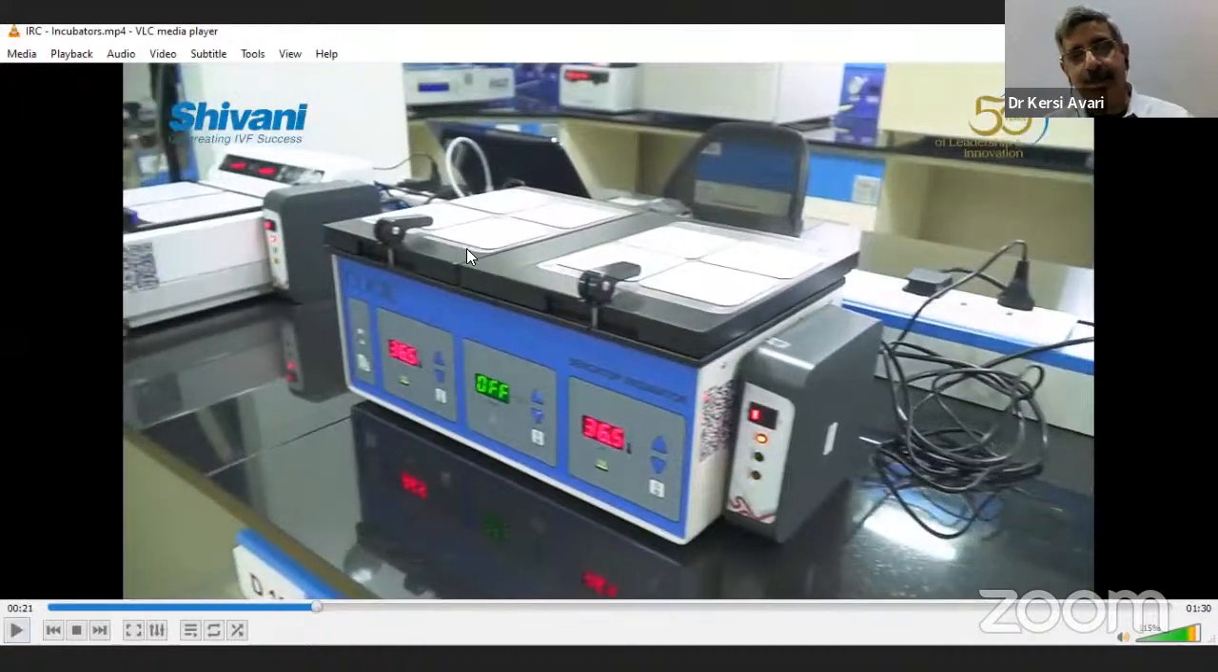This is another example from another company. See, 1, 2, 3, 4 plates. This flap opens up and you can place the dishes inside. This is the indicator of the temperature of this chamber and this chamber. Right now it is off. With the CO2 on, the level of CO2 will be measured over here. These are the press button toggle switches.